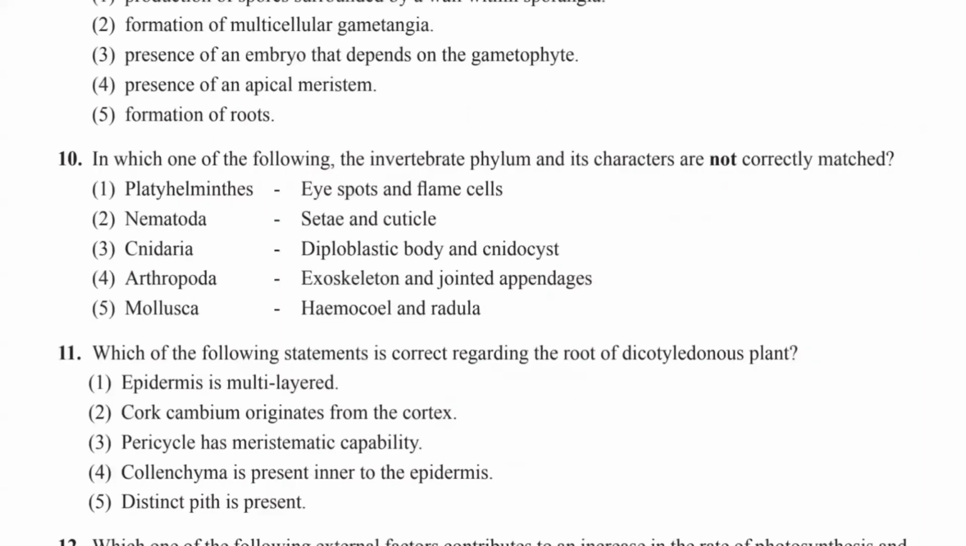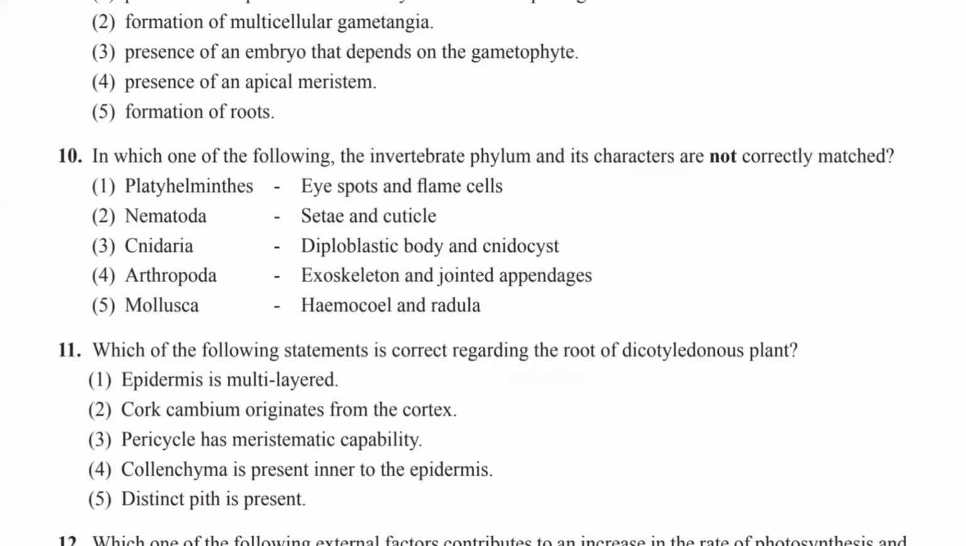Question number 10. In which one of the following the invertebrate phylum and its characters are not correctly matched? Platyhelminthes, eye spots, and flame cells. Right? Yeah, eye spots they have. Then flame cells for excretion. Flame cells කියන්නේ මොනවද? අර protonephridia. Right? Under kingdom Animalia, they have given as protonephridia.